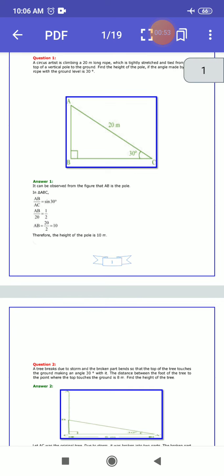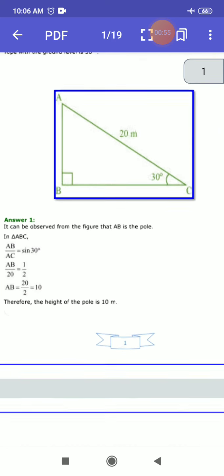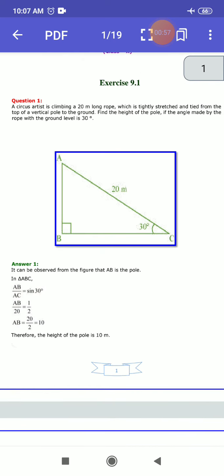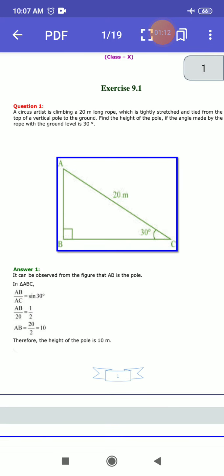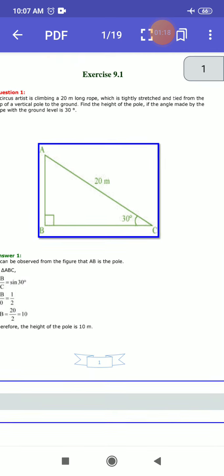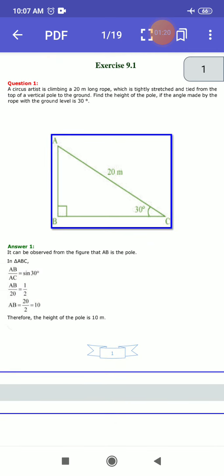Question number 1, as you see on your screen: a circus artist is climbing a 20-meter long rope which is tightly stretched and tied from the top of the vertical pole to the ground. Find the height of the pole if the angle made by the rope with the ground level is 30 degrees.